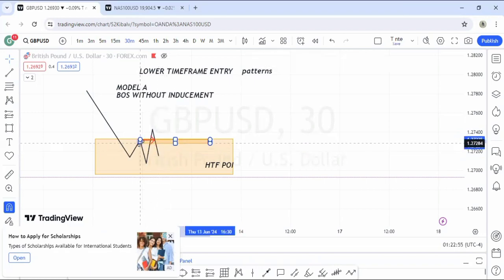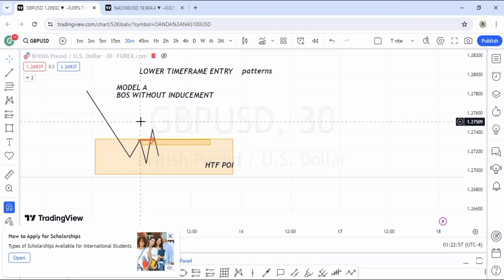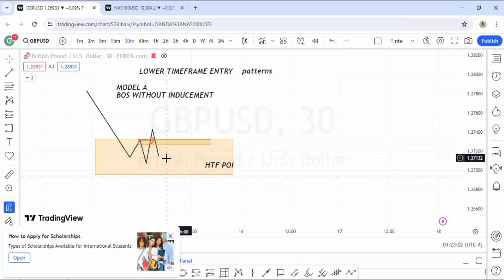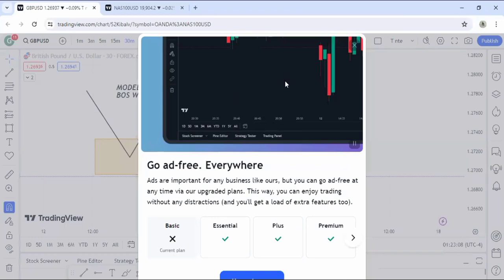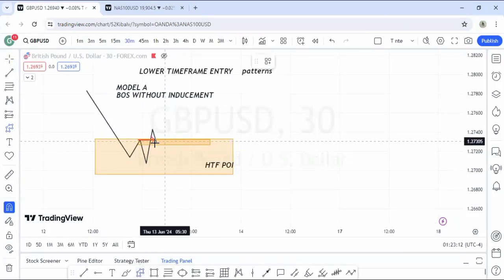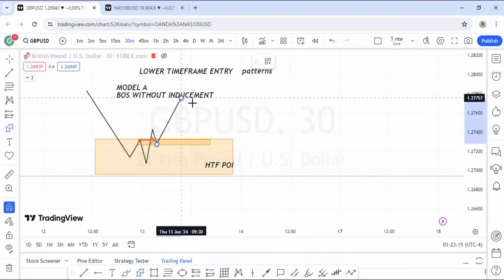I told you guys about breaker blocks. Remember, I told you guys about that. Sometimes the market can choose to play this breaker as an entry. So the market gives something like this, and then the market has moved. Price can choose to play this breaker, and then off it goes.